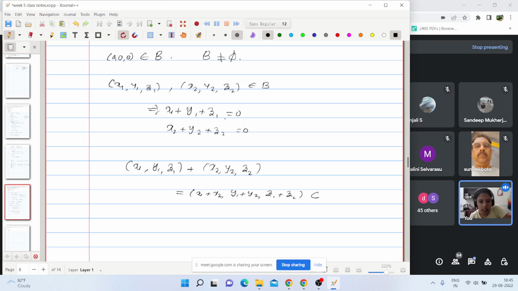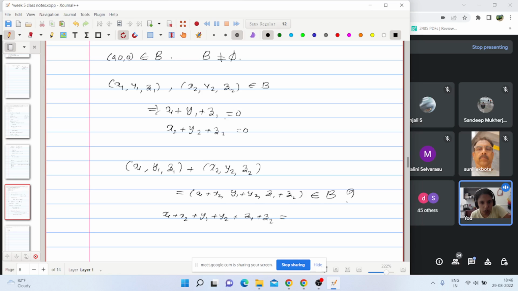Yes, because the only thing we need to check is whether the sum of the three coordinates is 0 or not. This is 0 because x1 plus x2 plus y1 plus y2 plus z1 plus z2, we can write as x1 plus y1 plus z1 plus x2 plus y2 plus z2, that is 0 plus 0, which equals 0.